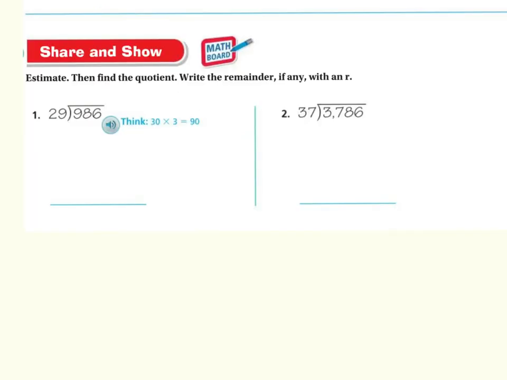All right, let's solve some more. We have 29 going into 986. So 29 goes into 98 about 3 times. 29 times 3: 3 times 9 is 27. 3 times 2 is 6, plus the 2 is 8, so I get 87. Remember to put your answer right above the 98, because we weren't doing 29 into 9, we were doing 29 into 98.